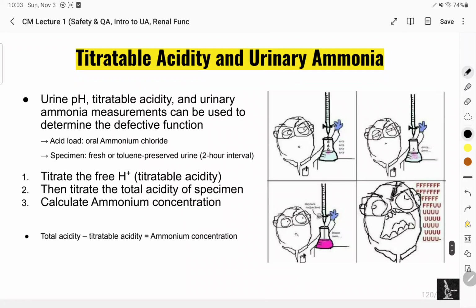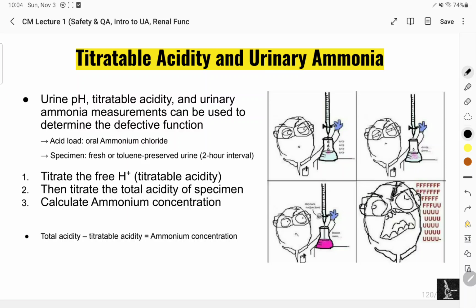Okay? So, titratable acidity and urinary ammonia, these are the tests that we perform. Aside from urine pH, which we can get using our reagent strip, we also do titratable acidity, to measure the hydrogen ions, the hydrogen phosphate and ammonium. Urinary ammonia can be used to determine if our tubules are already defective. It's not able to maintain acid-base balance by not reabsorbing our bicarbonates well.